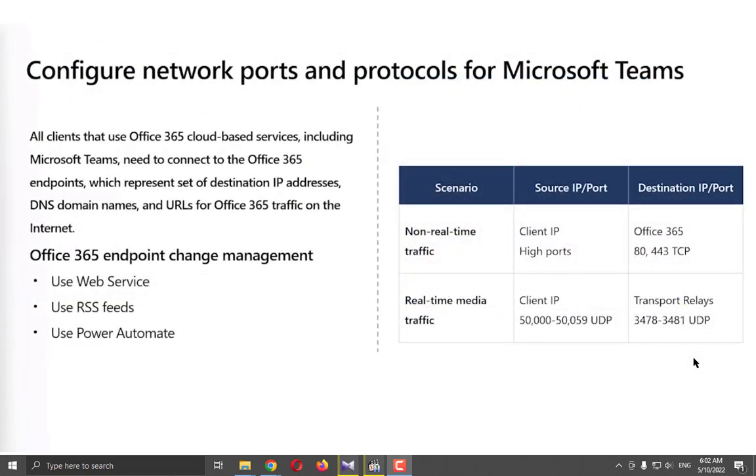There are various ports and protocols that need to be configured as well. Most organizations already have ports 80 and 443 open. There are 60 ports required for real-time media traffic. We're looking at the defaults there from 50,000 to 50,059 inclusive. We can change those port ranges if need be, but they must be back to back to back.